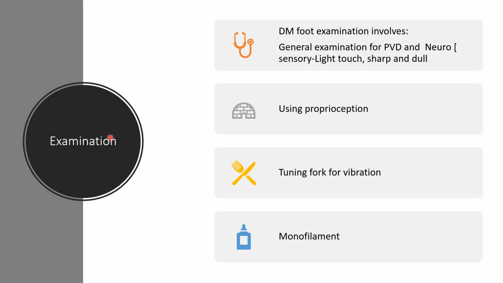Examination when it comes to neuropathy. We have the diabetic foot examination. That will involve general examination for peripheral vascular disease and neurological examination for sensory function, that is light touch, sharp touch, dull touch, and pain, and so on. We can use proprioception and a 128 Hz tuning fork for vibration, or monofilament.